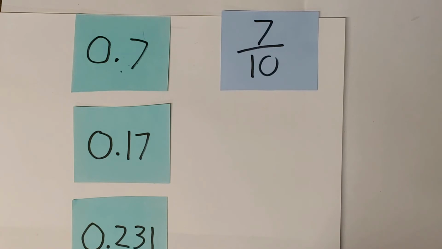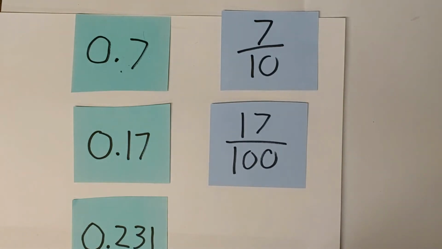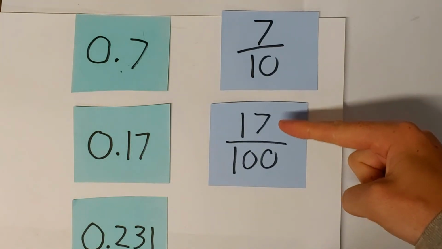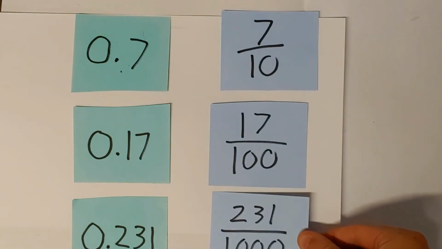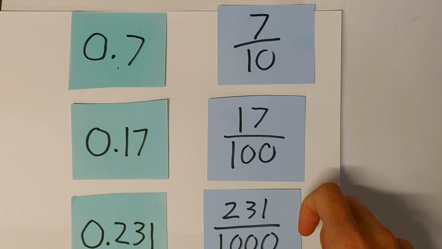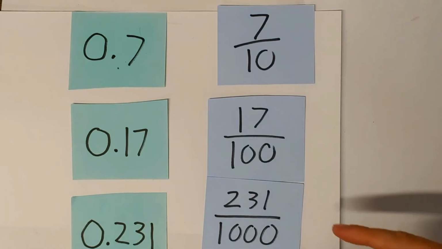17 hundredths is very similar. We're going to have 17 in our numerator, which is the top, and in the denominator is going to be our hundredths, 100. So 17 hundredths would be written as this. I'm sure you can figure this last one out on your own, but 231 thousandths: again, we put the 231 in our numerator position, and in our denominator we're going to have our thousandths, 1000. So it's going to be 231 thousandths, and that's how you write these decimals as fractions.